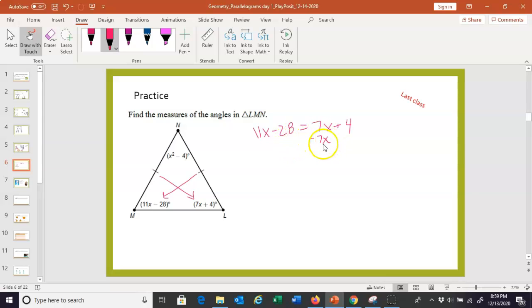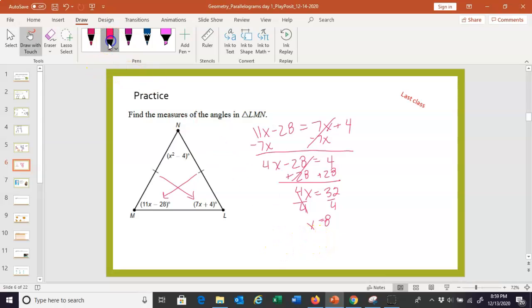So let's get all the x's together, subtracting 7x from both sides. And I'm just going to bring everything else down. And now keep getting x by itself, so I'll add 28. We get 32. And then lastly, we're going to divide by 4. So x equals 8.